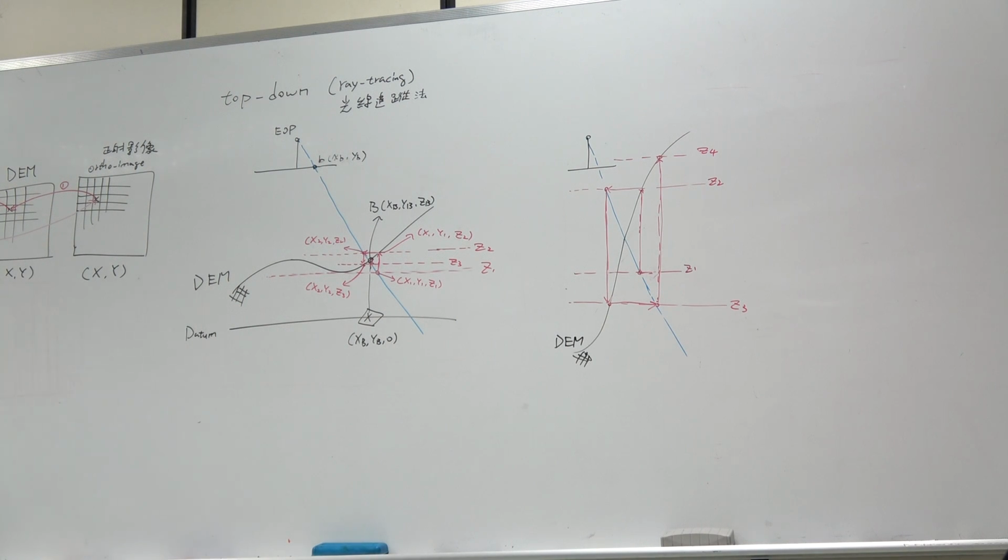Just for your information, when you are performing ray tracing, the terrain shape is also one condition that you need to pay attention to. It's not that it can always converge.